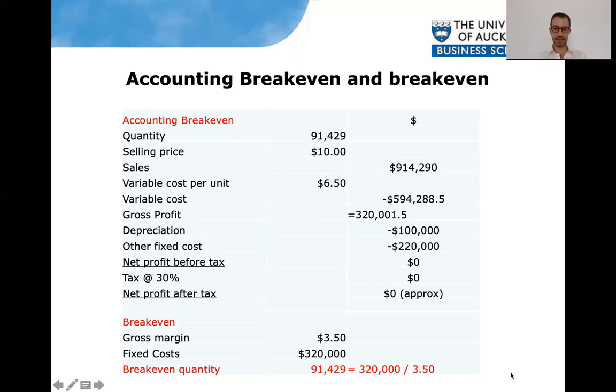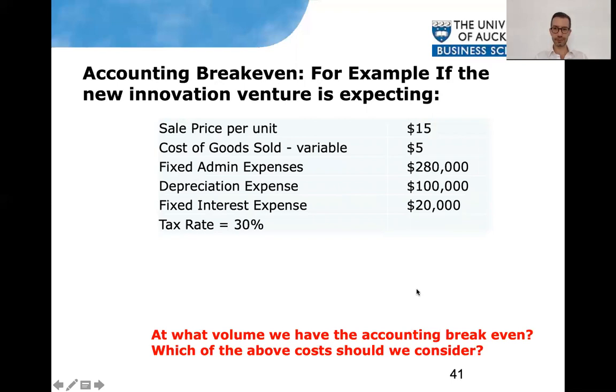Let's start again. You start by saying what is my gross profit per unit, which is $10 price minus 6.50 variable cost, so 3.50. Then I do fixed cost divided by 3.50, and this is the volume I need to sell to have an accounting break-even. Then I simply do the multiplication, number of products times price, number of products times variable cost. Then I do revenues minus variable cost. I get 320,000 in gross profit. I reduce the fixed cost and I get 0. Again, we'll have some more examples that you can do at home.